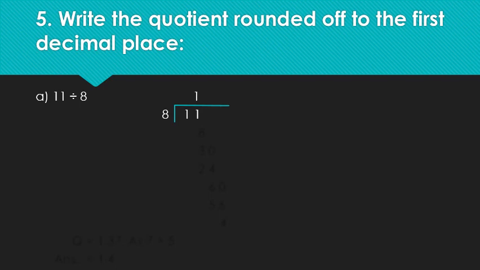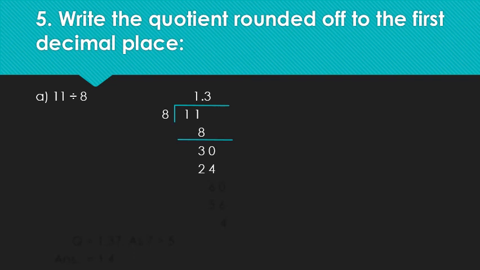First of all, since 11 can be divided by 8, 8 ones are 8. Now we will subtract 8 from 11. What do we get? We get 3. And now what do we have to do? We have to put a point in the quotient, and then we can add 0 in the next step. So when we add 0 to 3, it will become 30. And now, children, we will divide 30 by 8.